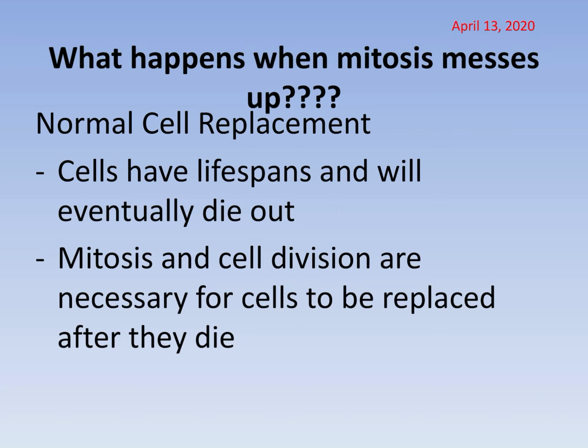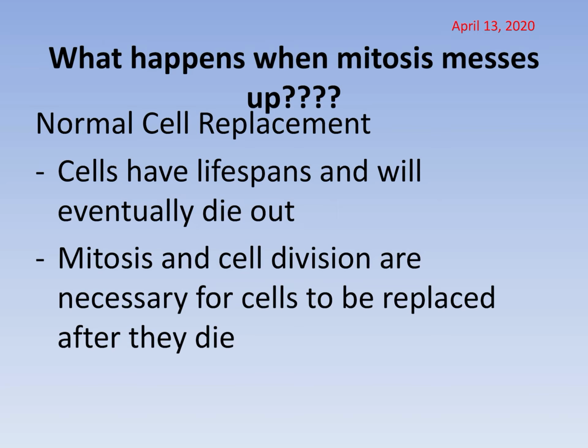So this lesson is on what happens when mitosis screws up. What happens when it messes up, when things don't go as they are supposed to go. First of all, we're just going to take a look at normal replacement. This is what we've sort of been dealing with so far.